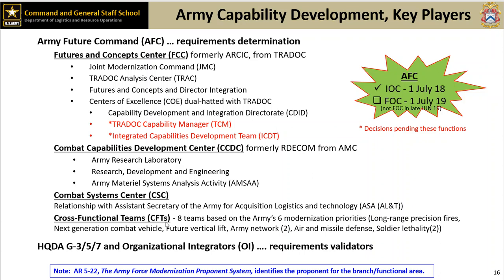The cross-functional teams have a special role to play. That's where we're trying to get a better, quicker definition of the requirements that we actually want by bringing more people to the table underneath ARCIC to chair those things. And those 8 include the 6 modernization priorities plus a couple more, network and soldier.